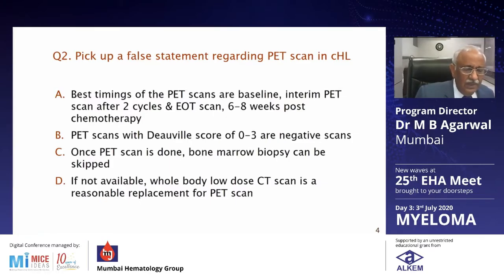And last, if PET scan is not available, whole body low dose CT scan is a reasonable replacement. In many parts of India, because of various reasons, availability or cost, you may not have PET scan available. So the statement is, if that is not available, a whole body low dose CT scan is a reasonable replacement for PET scan. So this is for classical Hodgkin lymphoma. Your time starts.